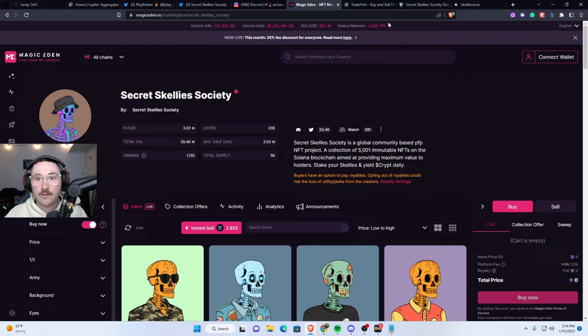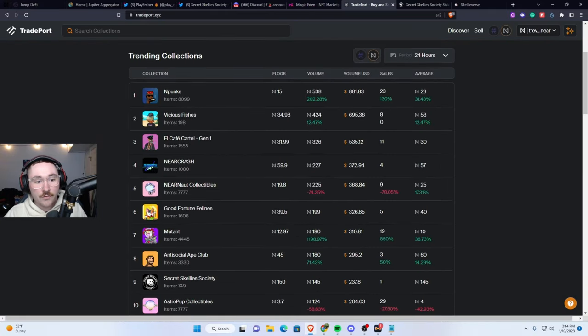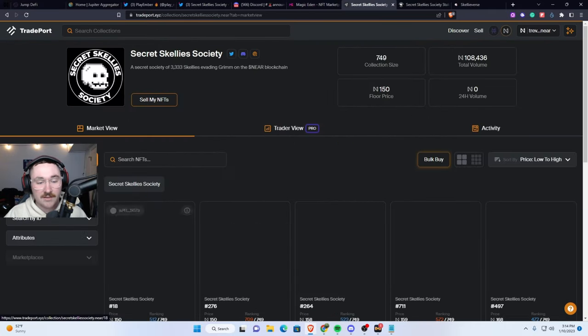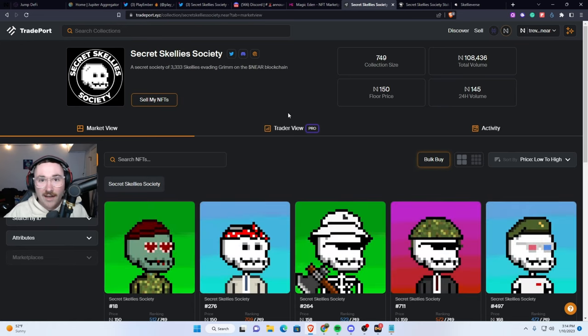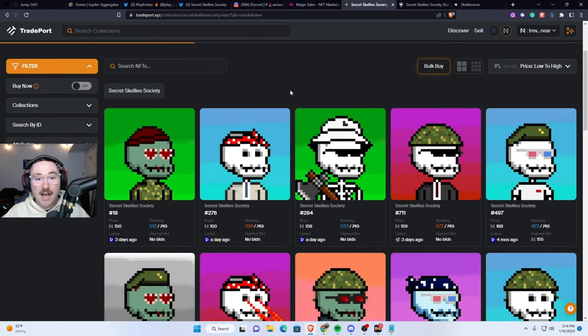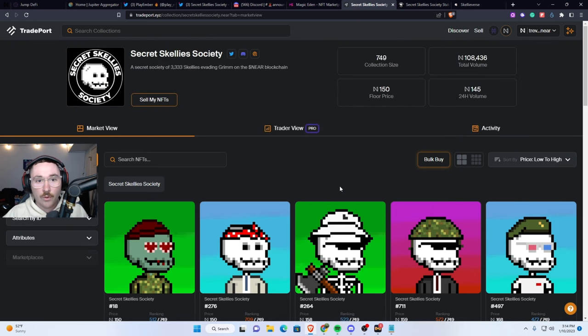Moving on to Near. For the three collections, the first one is basically going to be Secret Skellies Society, which is their OG collection. Floor price is 150 Near. 1 Near right now is around $1.65, so it's pretty cool. Personally, I was able to get in a little earlier. I bought my guy for 90 Near, and I'm super excited. Definitely feels good to have one of the OGs.